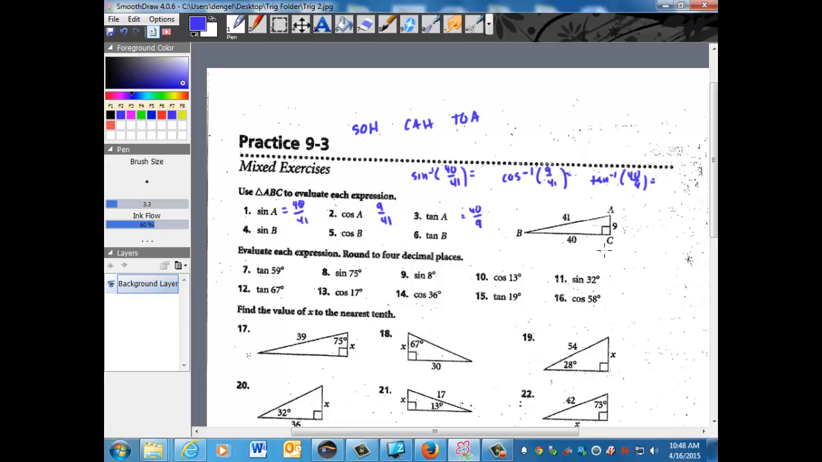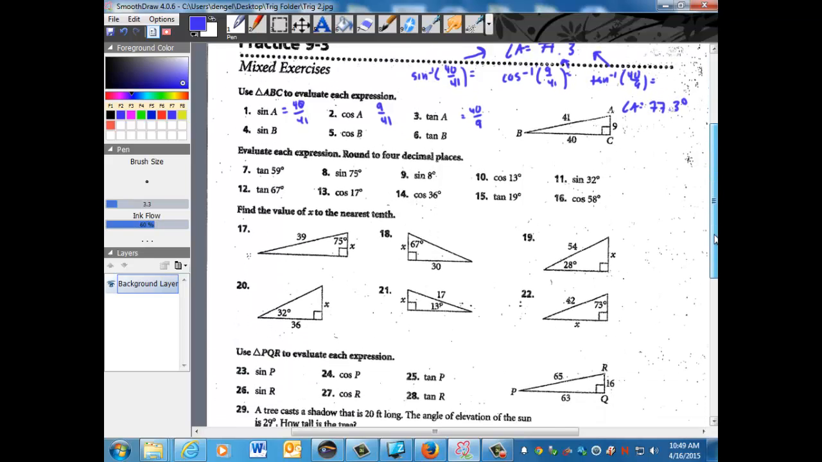We're going to enter in second sine 40 fraction 41. We get 77.3 degrees. So what I've found here is that angle A is going to be 77.3 degrees. And if you enter in second cosine 9 over 41, you would get the same answer. If you enter in second tangent of 40 over 9, you would also get 77.3 degrees. So angle A equals 77.3 degrees.